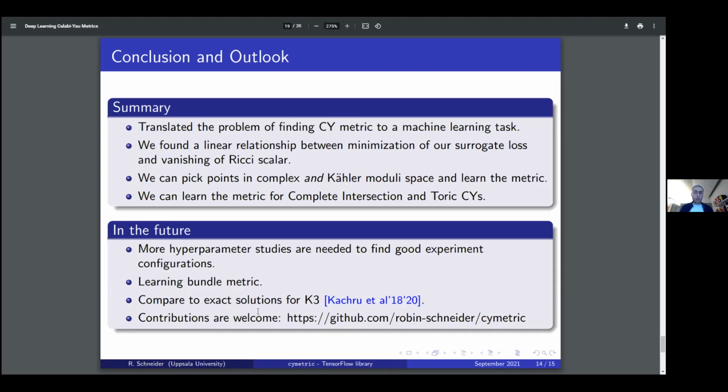And finally, we welcome contributions. So if anyone has additional ideas, functions they want to be implemented, just drop us a message. Okay, I think that's it from me.